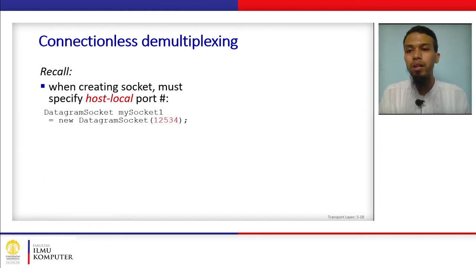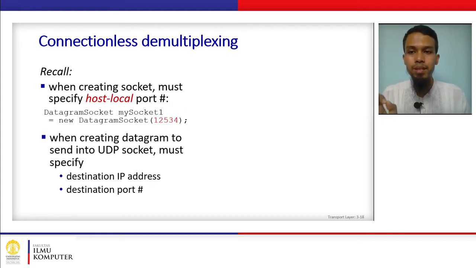Okay, now we are going to talk about connectionless demultiplexing, or UDP, basically. So let's recall socket programming. If we create a UDP socket, first we must specify the host local port. This is similar for both UDP and TCP, but then what is specific for UDP? When we send into a UDP socket, we must explicitly specify the destination IP address and port number.